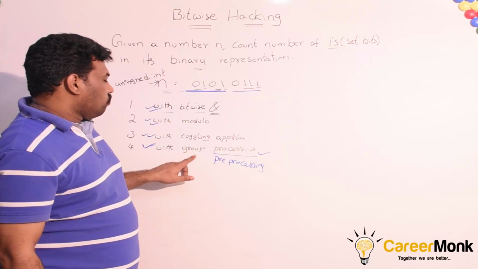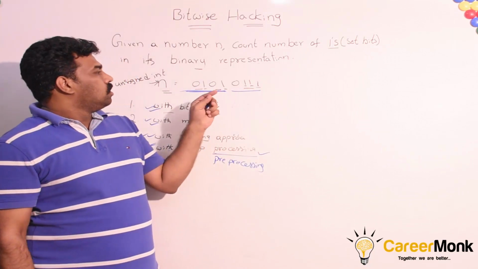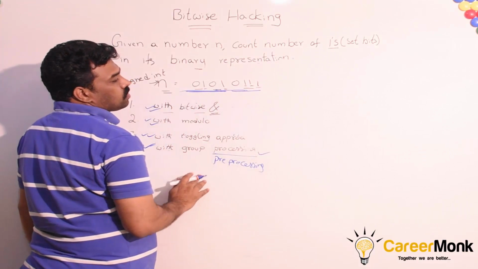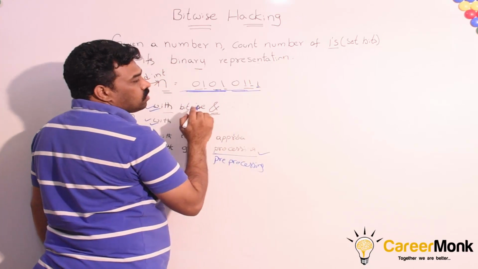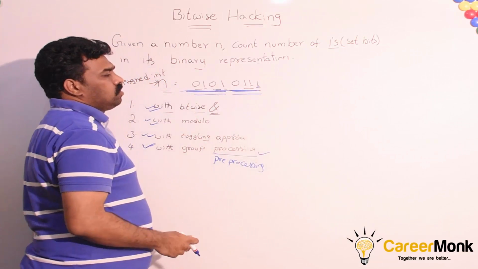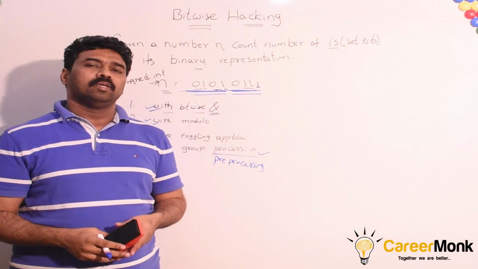But in the case of the fourth one, with group processing, we will be processing multiple bits. So the idea here is, for example, this is the given binary number. Instead of processing one bit, we will be processing a group of bits. Let us say 4. It does not matter whether you process 4 bits at a time, 2 bits at a time, 3 bits at a time. It's up to your logic.